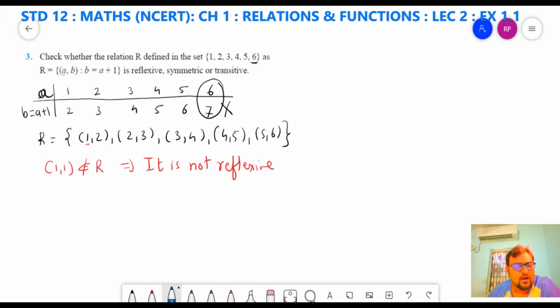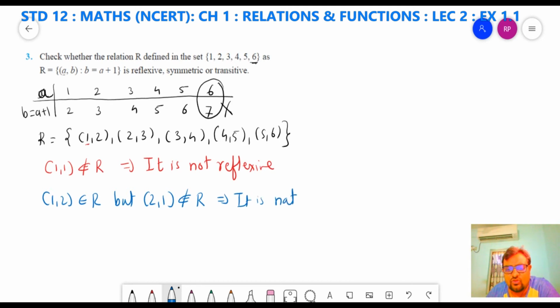Clear? Now, for symmetric, let's say (1, 2) belongs to R. But does (2, 1) belong to R? Can you see (2, 1) here? No, (2, 1) does not belong to R. Therefore, it is not symmetric.